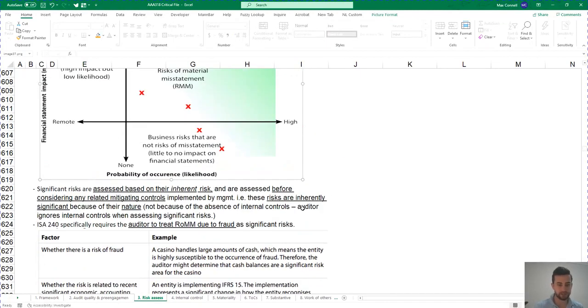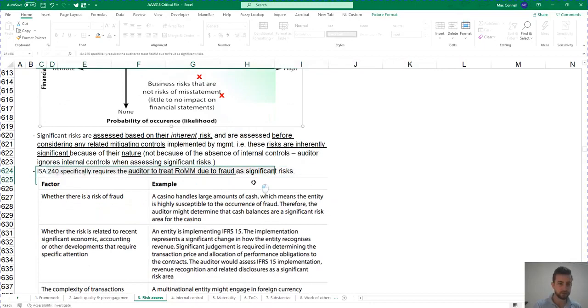Significant risks are assessed based on the inherent risk and are assessed before considering any related mitigating controls implemented by management. So these risks are inherently significant because of their nature, not because of the absence of internal controls. The auditor ignores internal controls when assessing significant risks. It's more just, what are we dealing with? What is the industry? What are the assumptions? Where could this possibly go wrong? I know management have done a great job of controlling it, but no, even the best people can make mistakes. So we need to understand these risks before we take into account those controls.